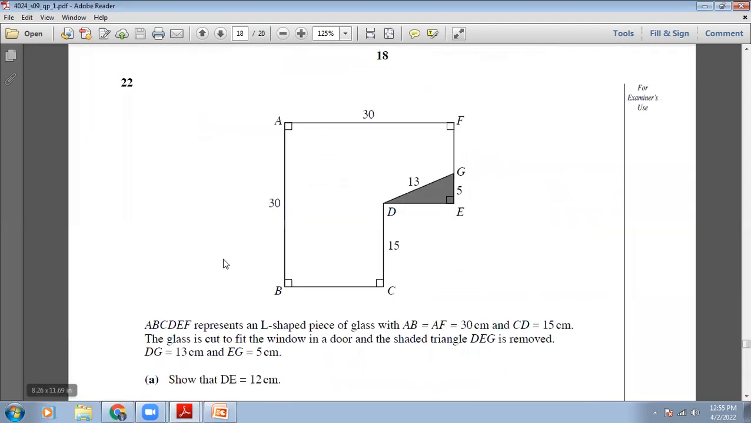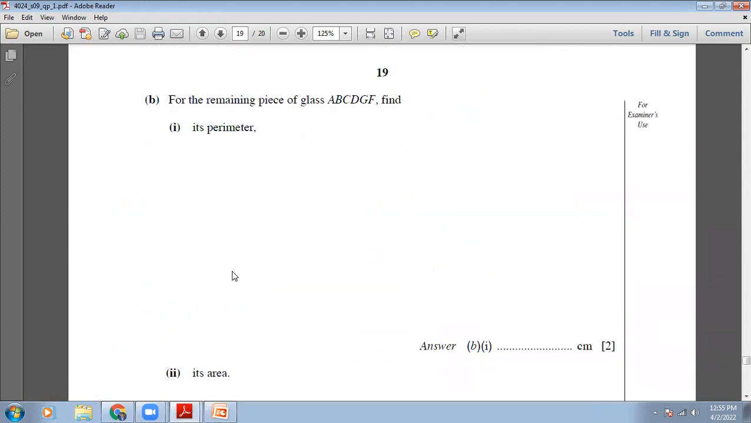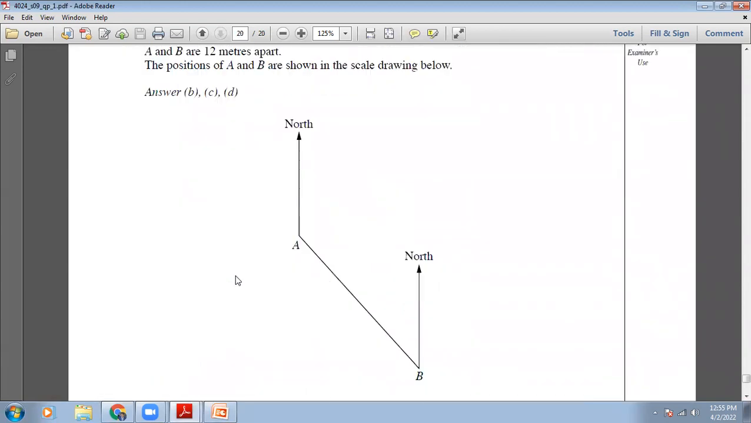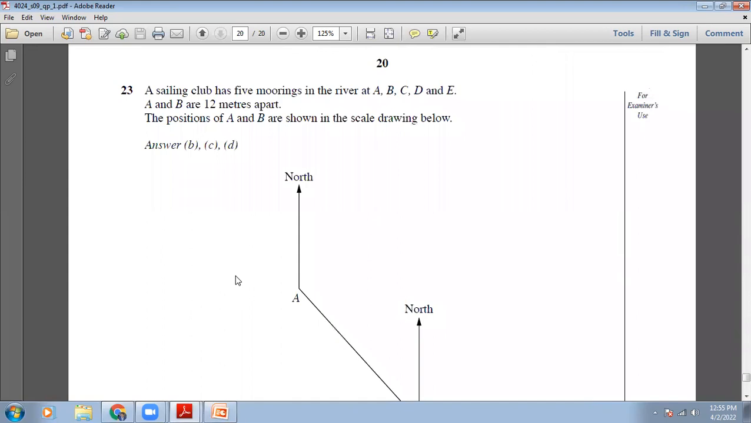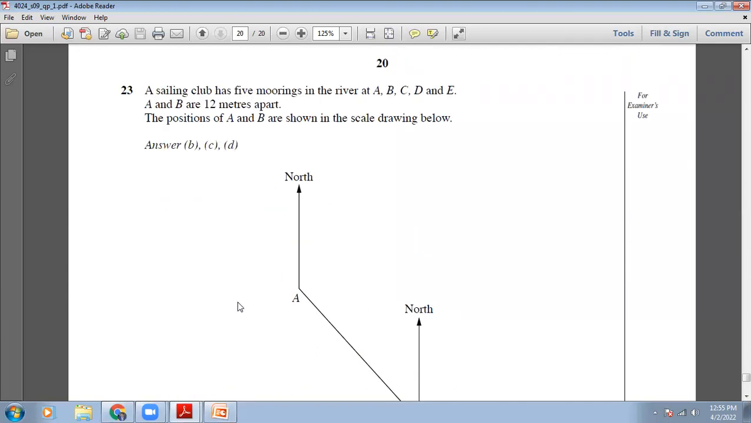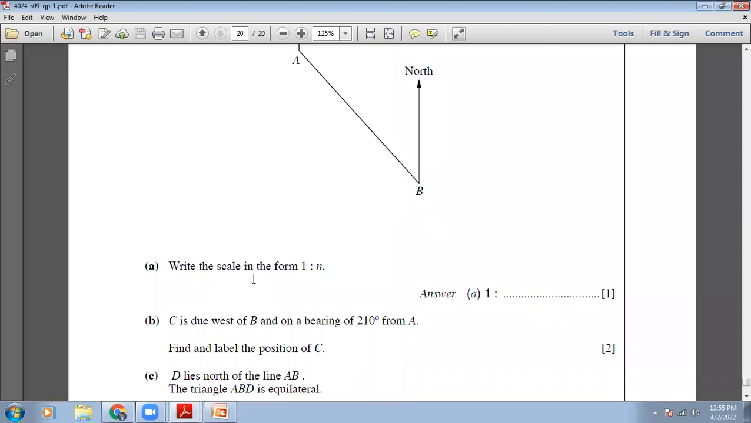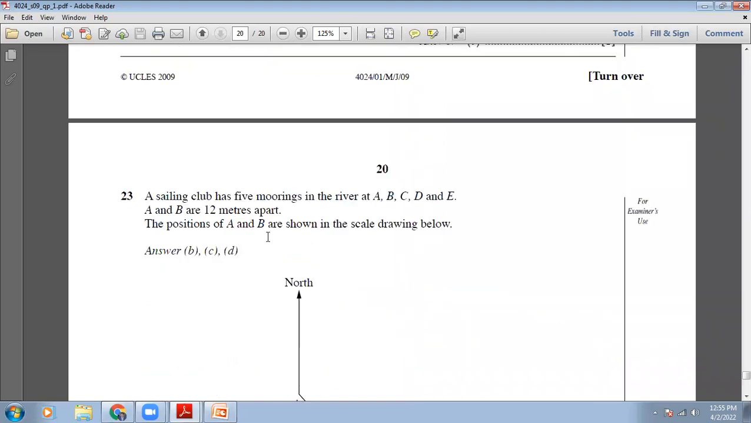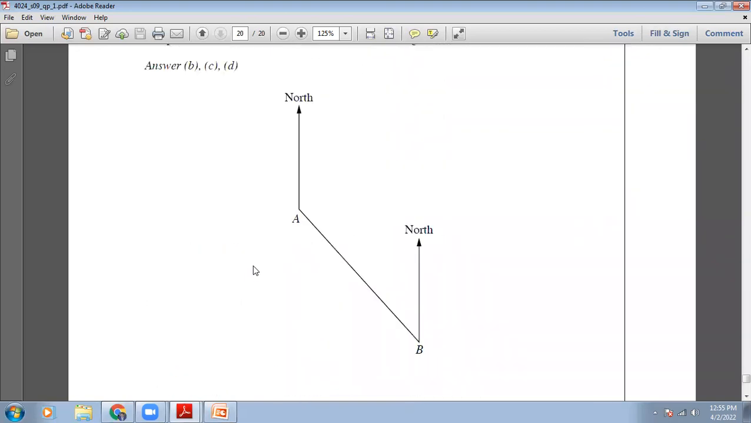So the next question is question number 13. A sailing club has 5 moorings in the river at A, B, C, D, and E. A and B are 12 meters apart. The position of the A and B are shown in the scale drawing. So A and B, this is a scale drawing. He says write the scale in the form of 1:n. The actual distance between A and B is 12 meters.